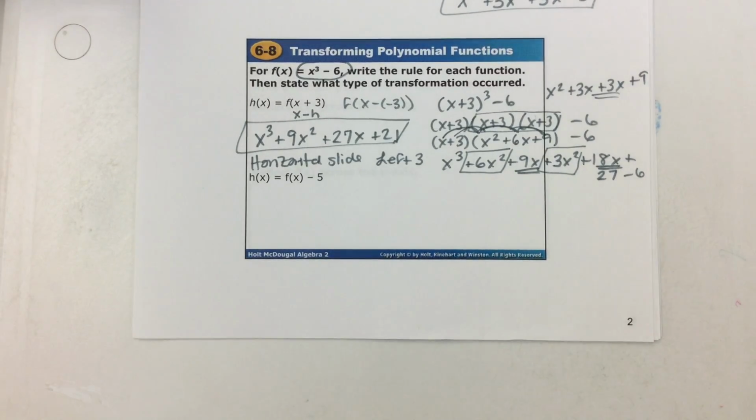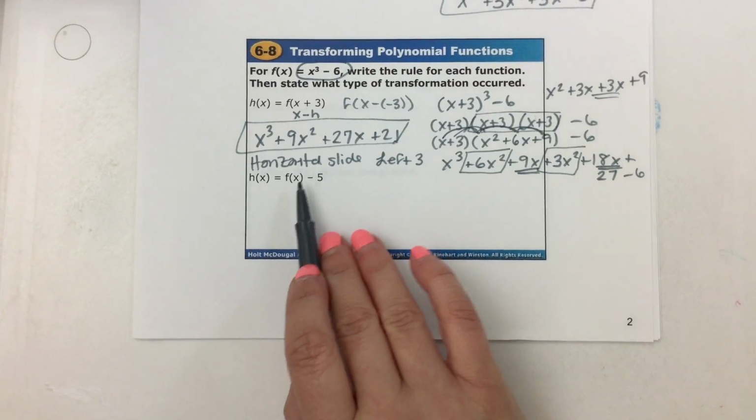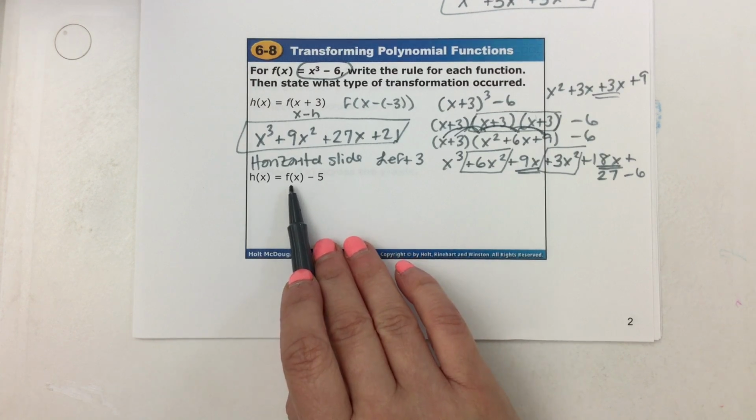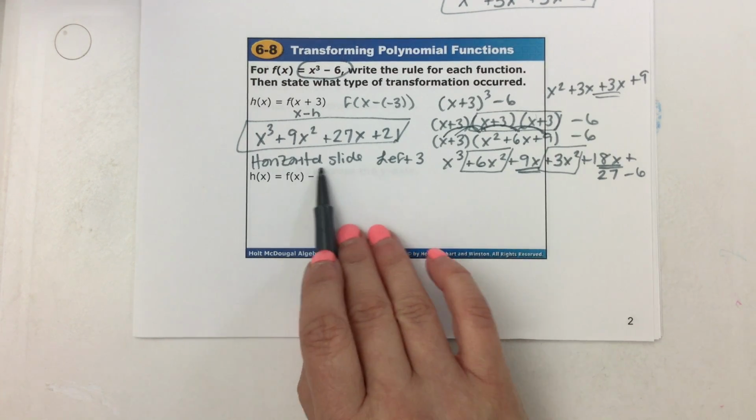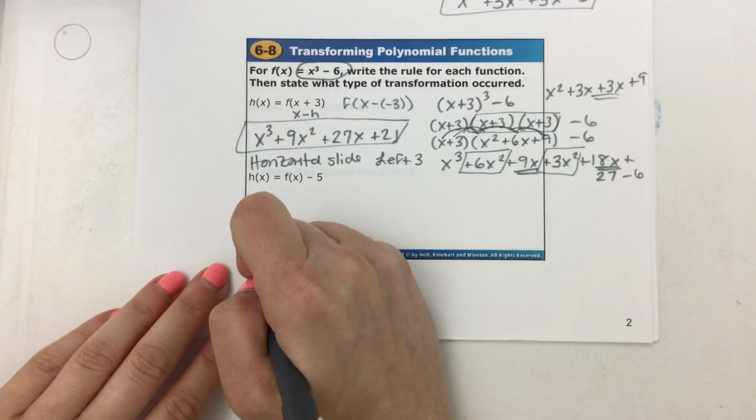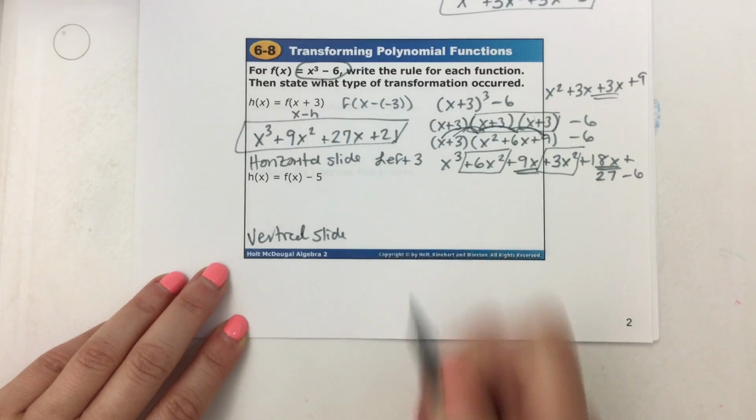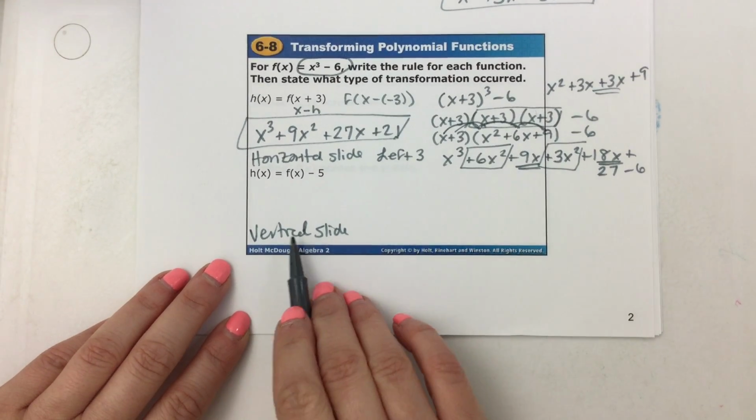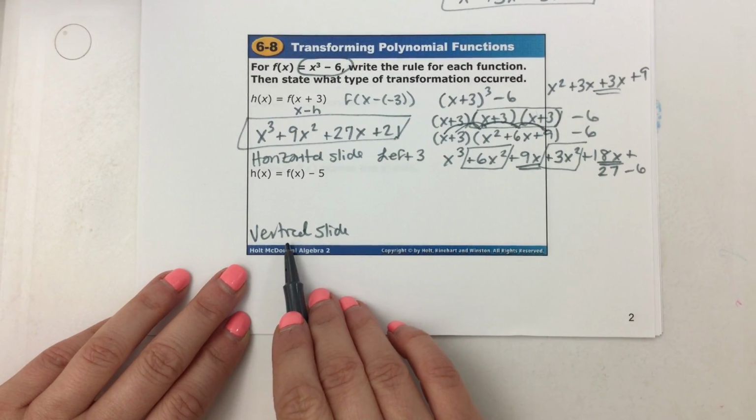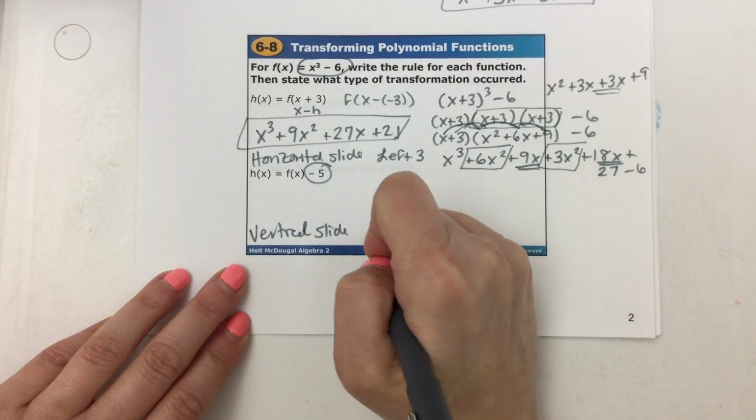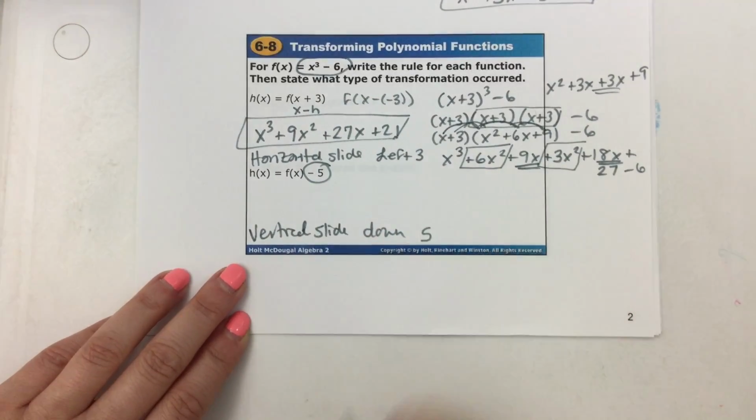Okay, one more horizontal or vertical slide. This time you're subtracting after the function. If you are subtracting or adding after the function, that is a vertical slide or shift or translation. Vertical lines run up and down. So this has to be either going up or down. This is a minus 5. So we go down 5.